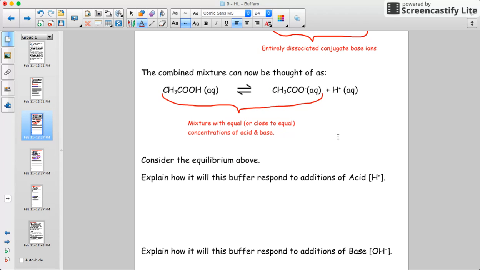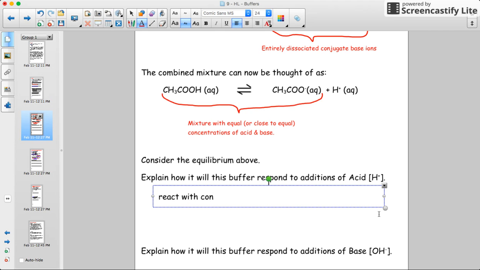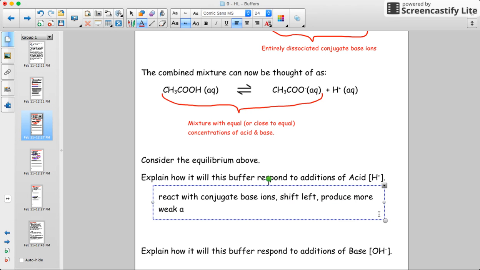Because what's going to happen if we add H+? If you look at this equilibrium, you should see H+ is here on the right-hand side. So if you add H+, the H+ is going to react with the ethanoate, the conjugate base ions, and it's going to shift left, and it's going to produce weak acid molecules. That's going to cause a shift left, which will produce more weak acid molecules. But remember, pH doesn't depend on how many weak acid molecules there are.